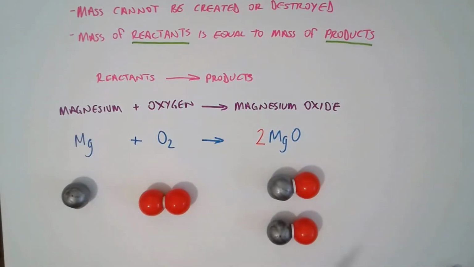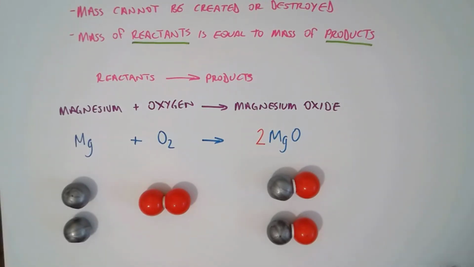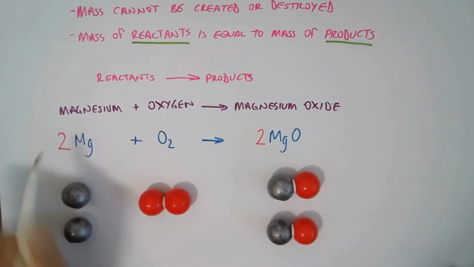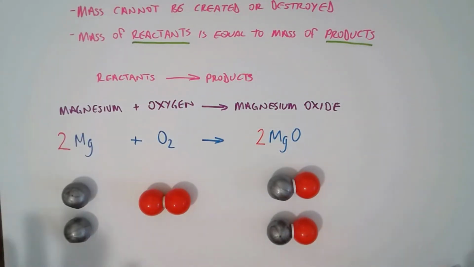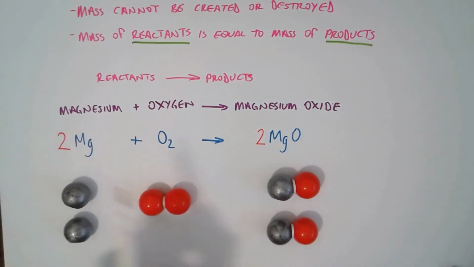So let's go back and see how this looks on the other side. We've got two oxygen and two oxygen, so that's balanced. But now we've got two magnesium and only one magnesium here. Well, the only thing we can do here is add another atom of magnesium. And now we've got two magnesium and two magnesium on this side. So what we've done is we've added a coefficient here of a 2. That's all we're doing when we're balancing equations: working out where we need to put the coefficients to ensure we have the same number of atoms of each element on both sides of the chemical reaction.